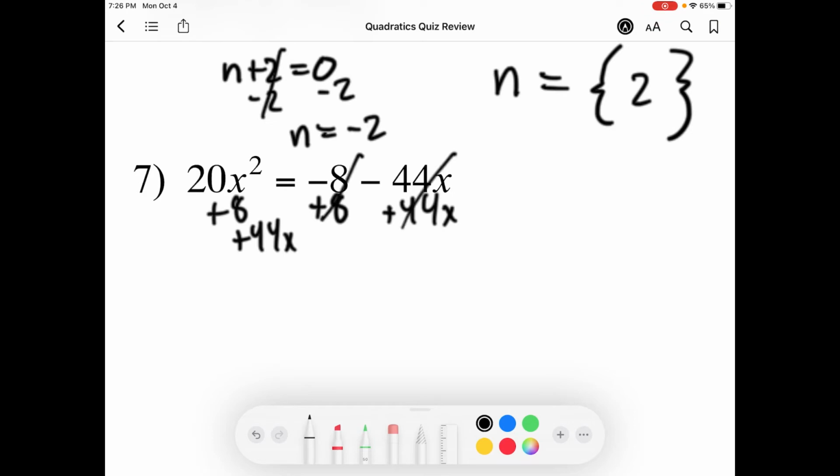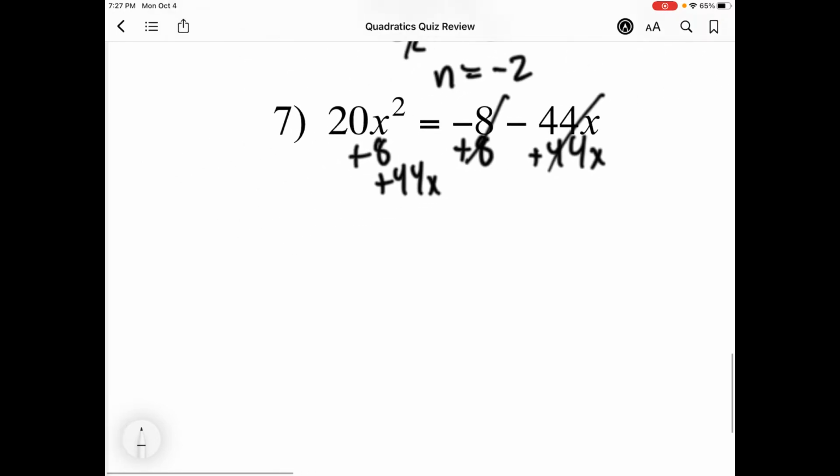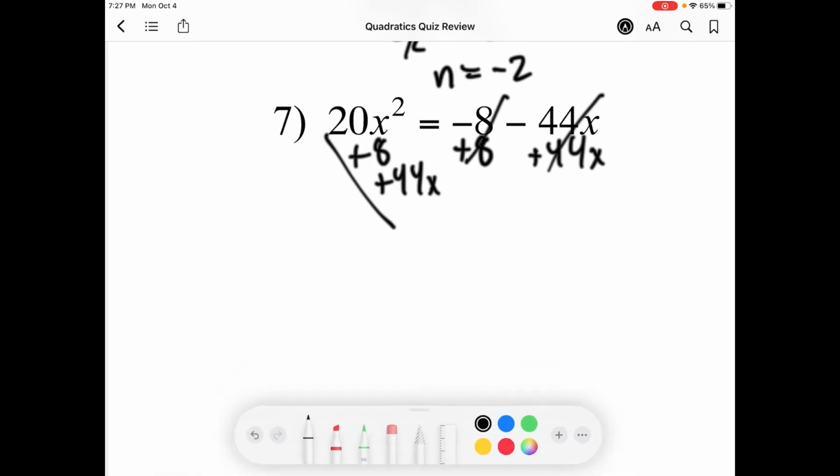So these all cancel each other out, and negative 8 plus 8 is 0, right? Negative 44x plus 44x, also 0. So that's how we are going to get 0 on the right side of the equation. None of these terms mix, right? None of these are like terms, so we can't combine them.